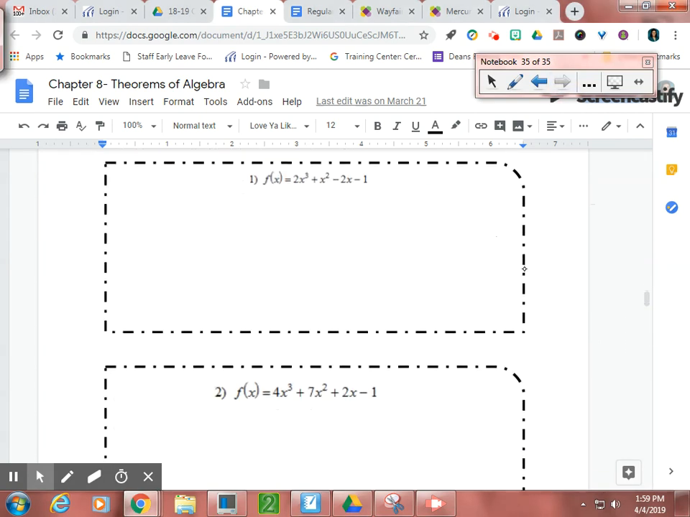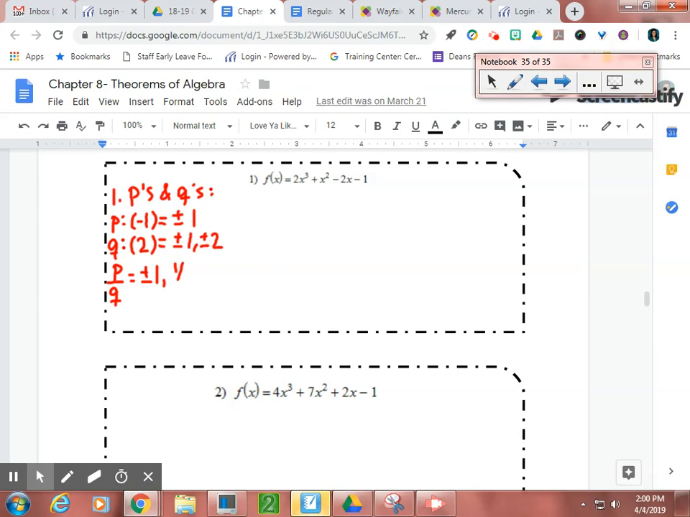Okay, step 1. First, I need to find my P's and my Q's. So my P value. My P is the constant. The constant is -1. What things multiply to give us -1? Plus or minus 1. Our Q value. Q is 2. So plus or minus 1, plus or minus 2. Now I need to find P over Q. So P divided by Q is 1 divided by 1, which is 1, and 1 divided by 2, which is 1/2. So we have 4 choices. We could use 1, -1, 1/2, and -1/2 to solve this.